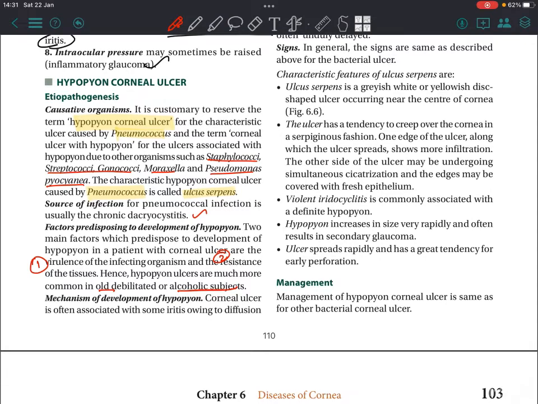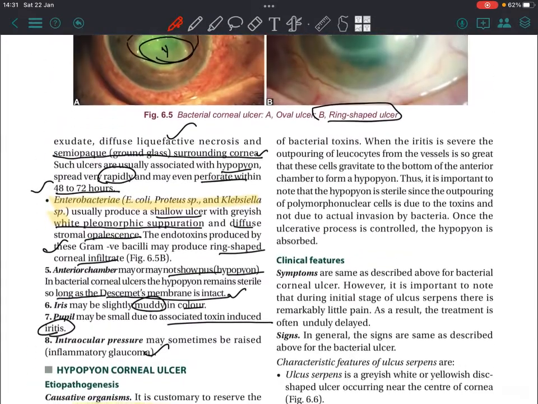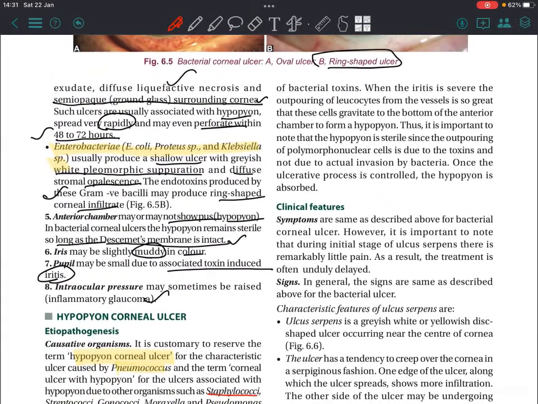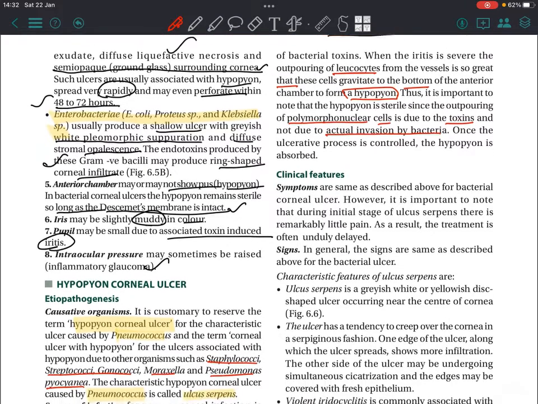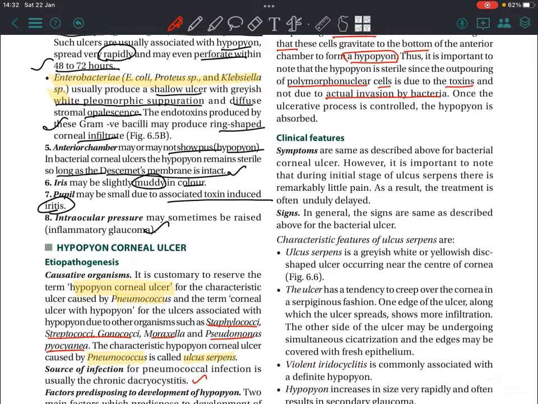Mechanism of development of hypopyon. Corneal ulcer is often associated with some iritis owing to diffusion of bacterial toxin. When iritis is severe, the outpouring of leukocytes from vessels is so great that these cells gravitate to the bottom of the chamber to form hypopyon. Thus, it is important to note that hypopyon is sterile, since the outpouring of polymorphonuclear cells is due to toxins and not due to actual invasion of bacteria. Once the ulcerative process is controlled, the hypopyon is absorbed.